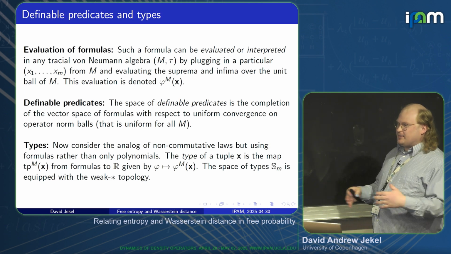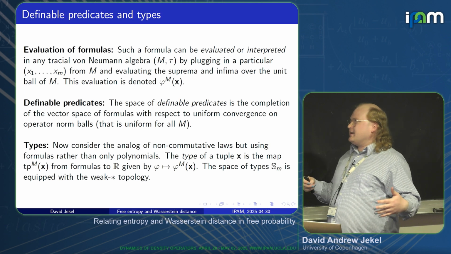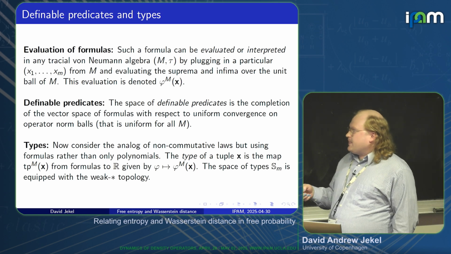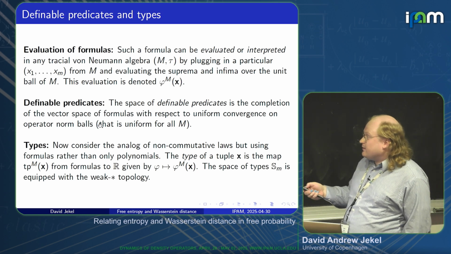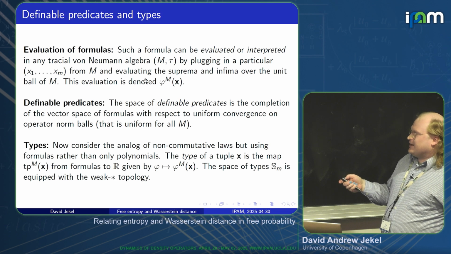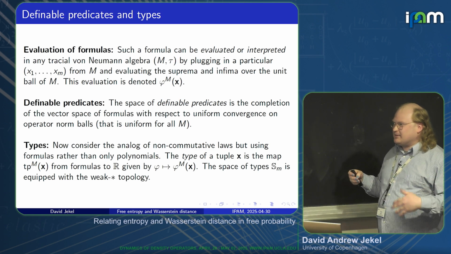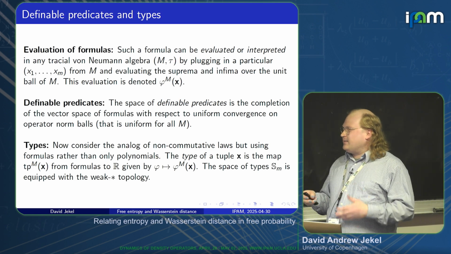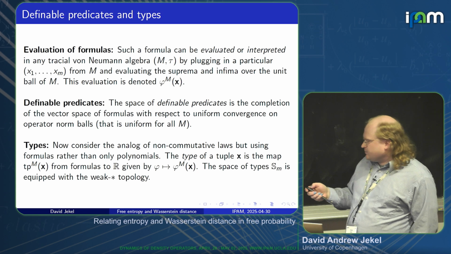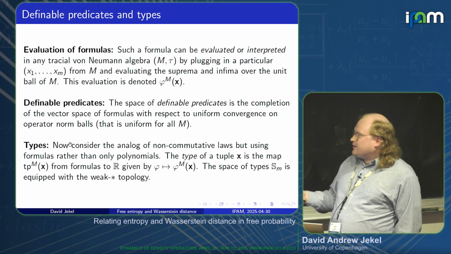When you have these formulas, then just like the trace polynomials, there's an evaluation of formulas. The evaluation of formulas works by just plugging in certain elements from a von Neumann algebra, using the trace from that von Neumann algebra, and then the suprema and infima are evaluated over the unit ball. There's a completion of the space of formulas, which is called definable predicates. Think about the predicate as something that takes some logical value, which we're using real numbers for instead of true false, and being definable means that somehow you can approximate it by these formulas.